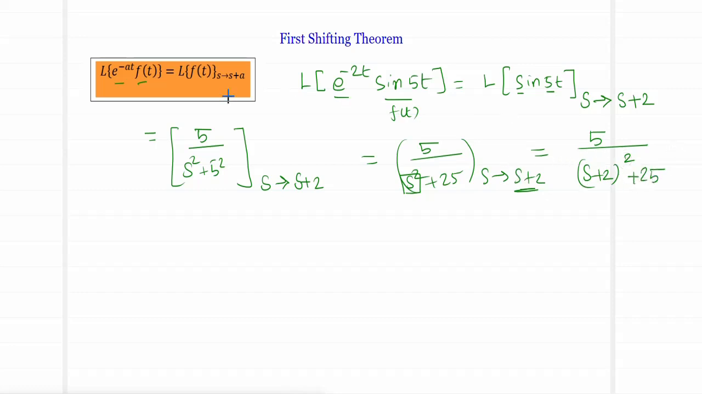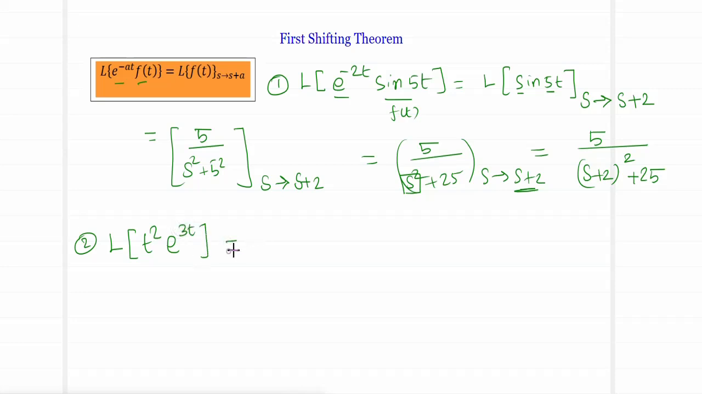So, in general, whenever we have an exponential function, this always takes the upper hand, computing the Laplace of the leftover function and then pushing the s by s plus a units. Now, let us take one more example. Number 2. Find Laplace of t square e to the power of 3t.